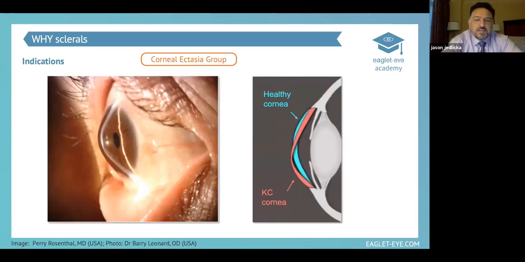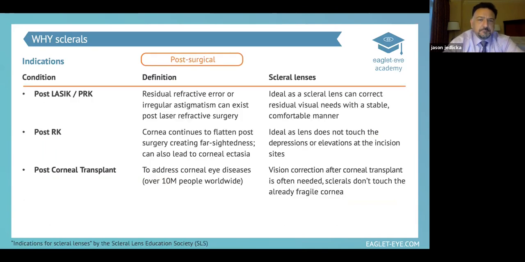And we can see again the shape of that keratoconic cornea lending itself to blurriness, but when we put a scleral lens over the top of it, we create a normal optical shape for the eye.